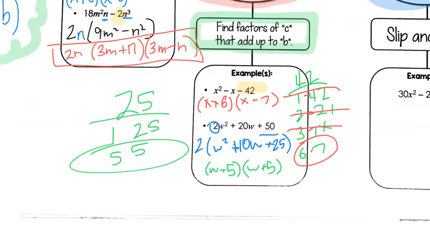So the last part that I need to do here is simplify my answer. I bring down my greatest common factor, which is 2. And then because I have two W plus 5s, I actually write that as W plus 5 squared.